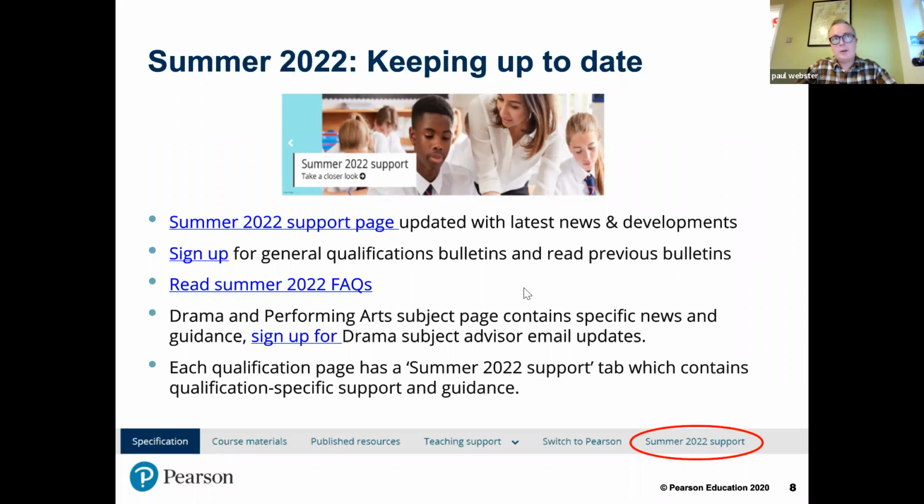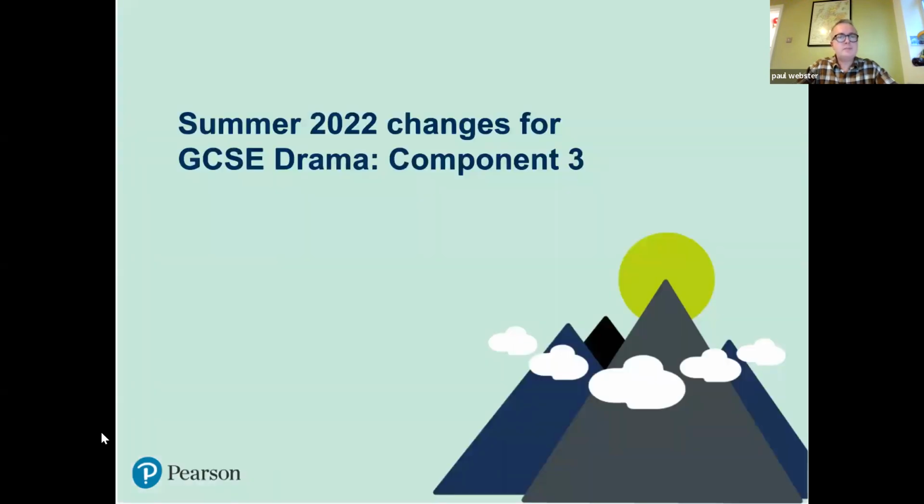We've got a sign up for general qualifications bulletins and to access previous ones. There are also the Summer 22 FAQs, which again cover all subjects. Then for more specific information about drama, there's my subject page on the website, which you can have a look at, and you can also sign up there for my newsletters if you haven't already. And as I just showed you, on each page on the qualification website, there is the Summer 2022 support tab at the top, which will take you to all the latest information.